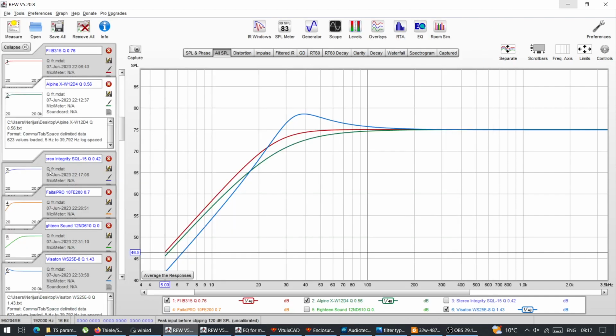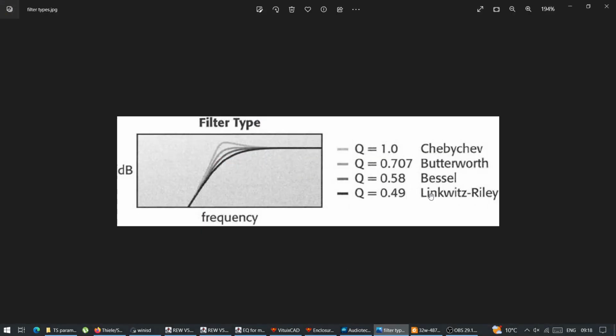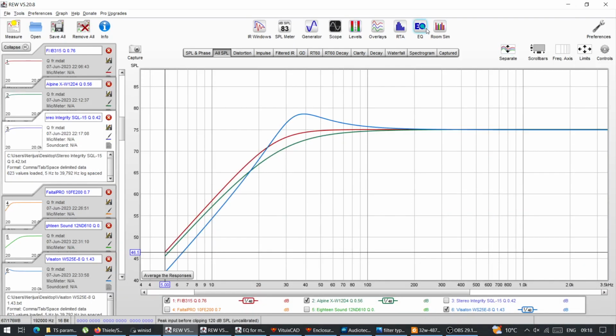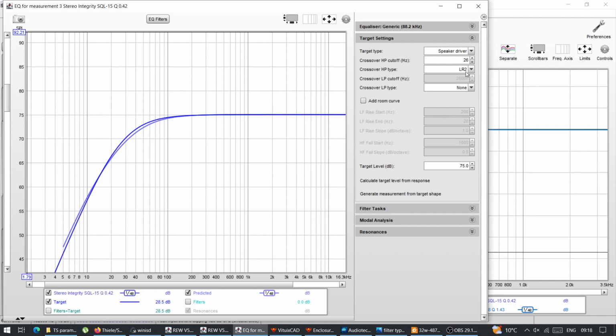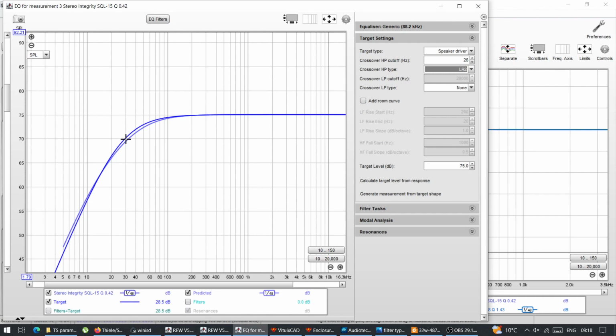Now let's have another one. Stereo Integrity. It's a smaller Q of 0.42. 0.42 is close to Linkwitz-Riley, 0.49. Let's double check. 0.42 EQ, Linkwitz-Riley 2, it matches almost perfect. Not perfect, but almost perfect. Because if I change it to Butterworth, it's totally different. If I change to Bessel, again, it's totally different. So the closest match is Linkwitz-Riley.